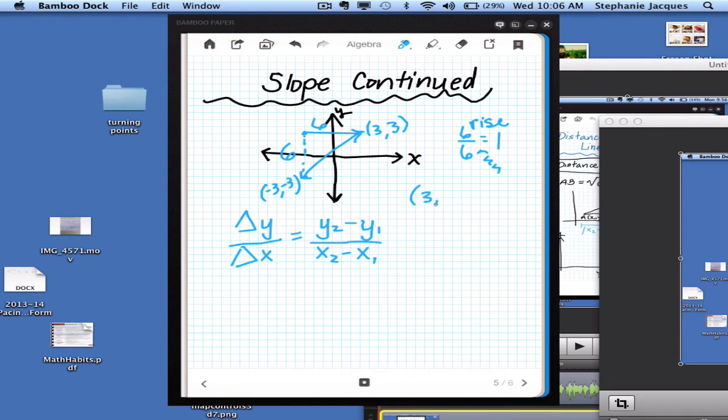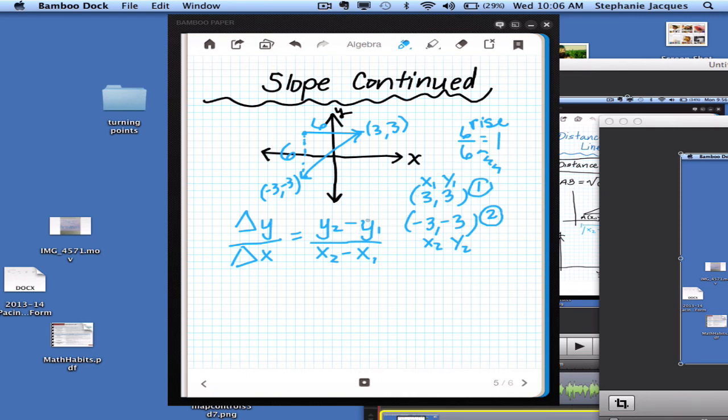So let's look at our points. I have this point, 3, 3, and I have negative 3, negative 3. Let's make this our first set and this our second set. These are my x values and these are my y values. Let's call this x1 and y1 because it's in the first set. Let's call this negative 3 x2 and this negative 3 y2 because it's in the second set.